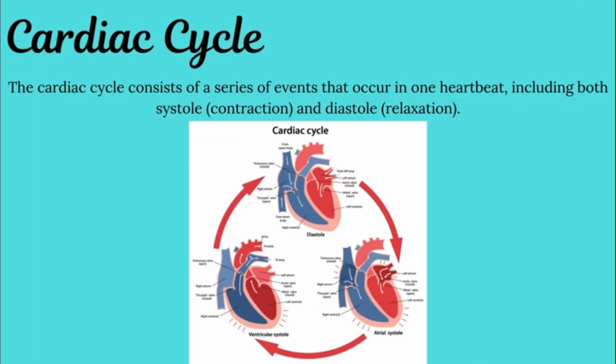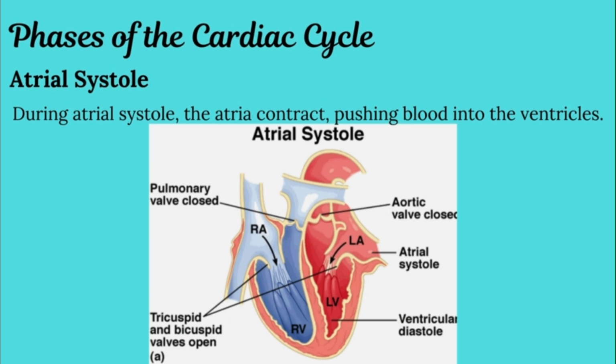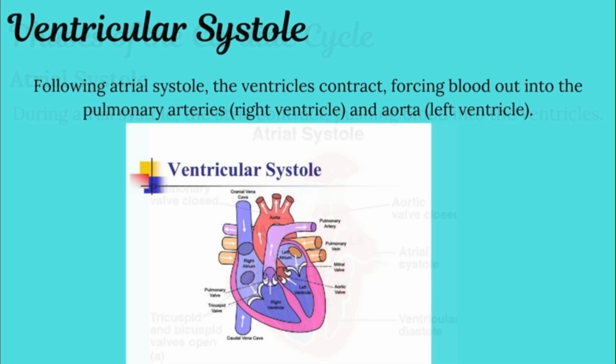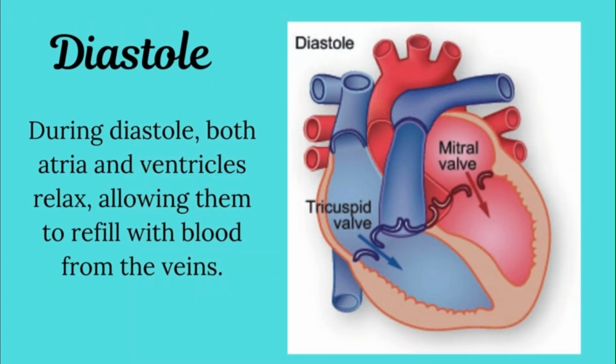Cardiac cycle. The cardiac cycle consists of a series of events that occur in one heartbeat, including both systole, contraction, and diastole, relaxation. Phases of the cardiac cycle. Atrial systole. During atrial systole, the atria contract, pushing blood into the ventricles. Ventricular systole. Following atrial systole, the ventricles contract, forcing blood out into the pulmonary arteries, right ventricle, and aorta, left ventricle. Diastole. During diastole, both atria and ventricles relax, allowing them to refill with blood from the veins.